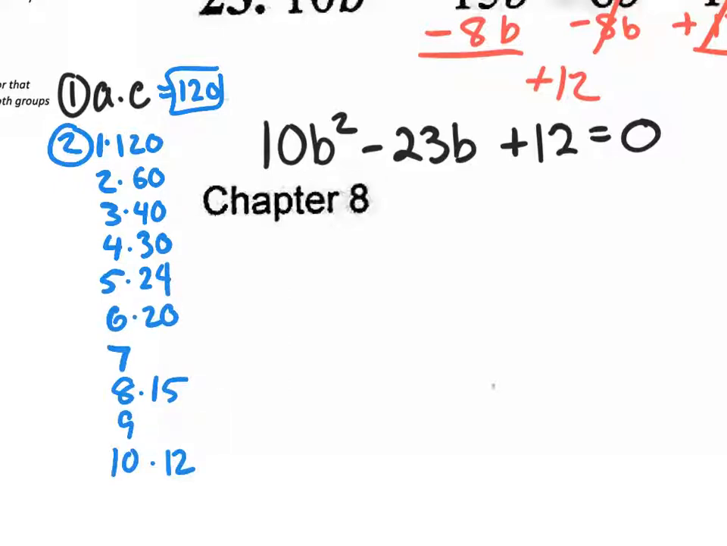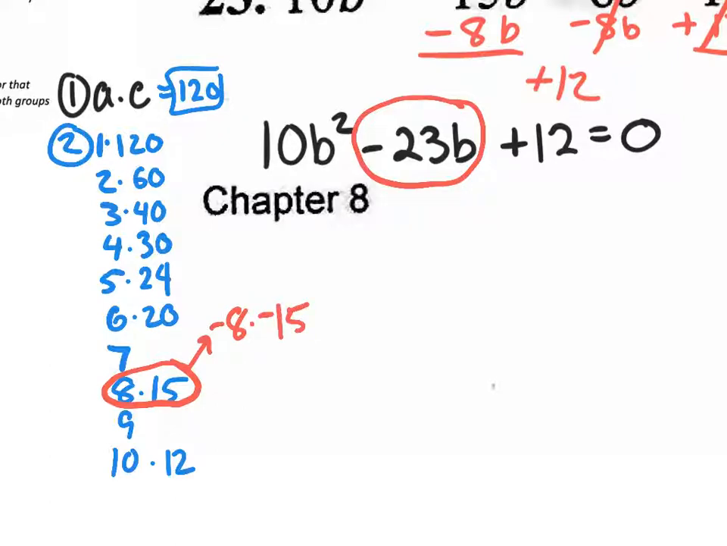So we have our list of numbers of the multiples of 120, and we need to find out which pair of numbers combines together to give us the -23 right there in the middle. And that would be 8 plus 15, that's 23 in the middle. However, right here when you add 8 and 15 you get positive 23, so you really want -8 times -15 to be that middle value.